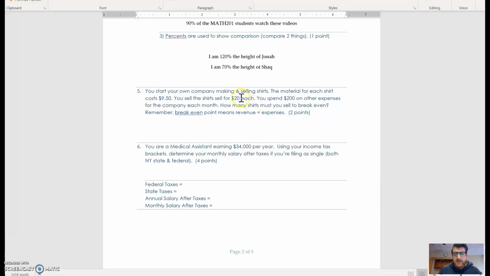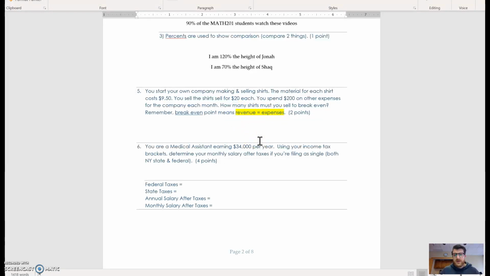You start your own company, making and selling shirts. How many shirts? So break-even point, right? Break-even point means how many items you have to sell to where you don't make money, but you don't lose money. Basically, your revenue equals your expenses. Revenue is money you're making. Expenses are what you're spending. So we need to use this little structure of an equation to create our own.